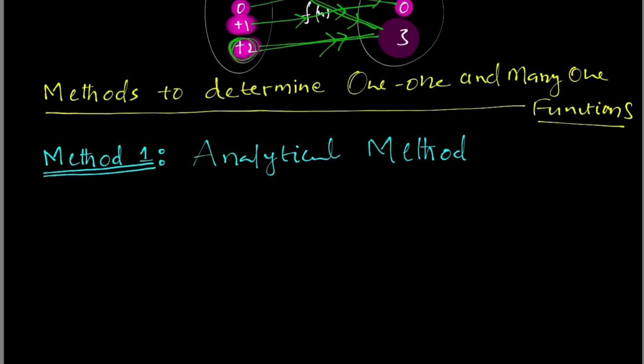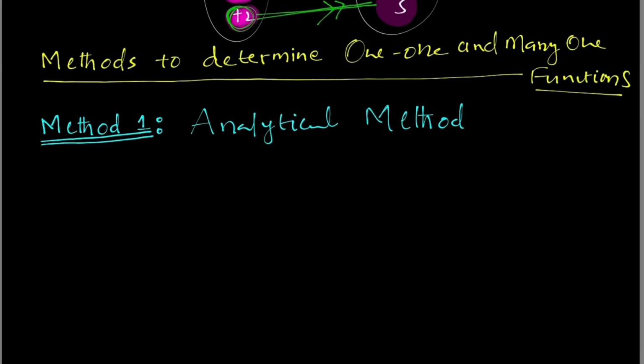After completing one-one and many-one functions, let's get into the methods to determine whether a given function is a one-one function or a many-one function. In order to determine it, we have three methods. One is the analytical method, the second one is the graphical method, and the third one is the differentiation method. So we will go through understanding the analytical method to determine whether a function is one-one or many-one.